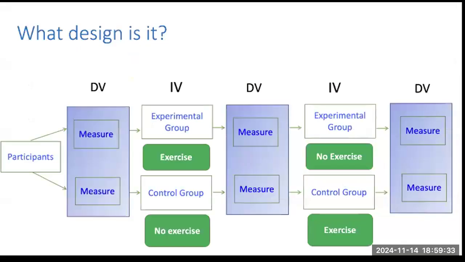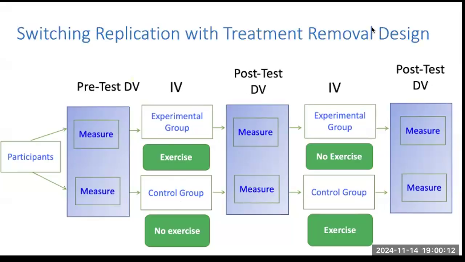Okay, how about this? What design is this one? Participants get the dependent variable measured. The independent variable, the intervention, is introduced. The dependent variable is measured again. The independent variable is introduced, and then the dependent variable is measured again. What is going on here? So here, this is switching replication with treatment removal.